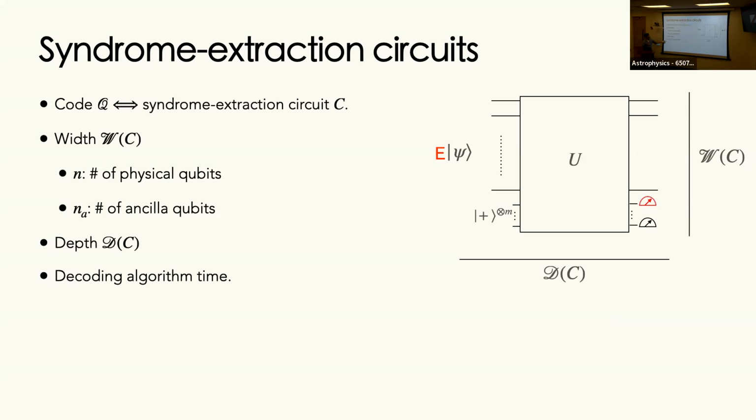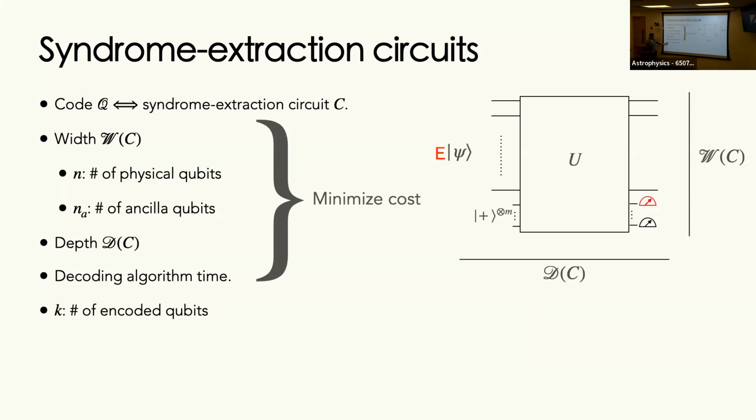And finally, we have the decoding algorithm. Once it's gone through your circuit, you have some large classical output. You have some bit strings, and you'd like to say, given this bit string, I'd like to go back and deduce what exactly the error was. And these are the things that you're paying. You'd like to minimize the cost of constructing a syndrome extraction circuit. On the other hand, what are you getting in return?